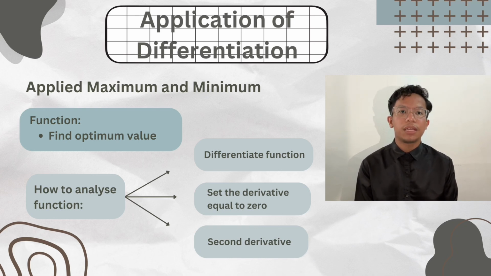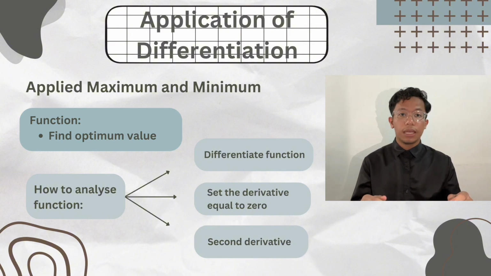For today, I'll be explaining one of the chapters in differentiation, which is applied maximum and minimum. The function of applied maximum or minimum is to find the optimum value. Let's take a deep look at this chapter.